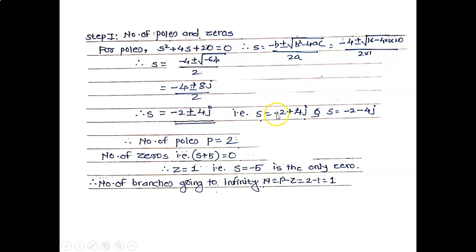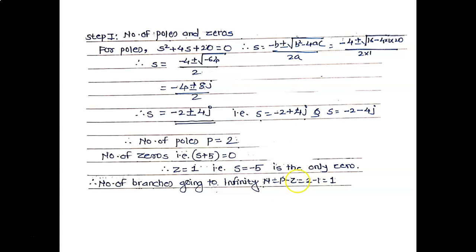Therefore, s is equal to minus 2 plus 4j plus minus 4j. That is, s is equal to minus 2 plus 4j, that is one pole, and s is equal to minus 2 minus 4j, that is the second pole. Therefore, number of poles p is equal to 2. Now, number of zeros. See how many s terms are there in the numerator. Only one s term, that is s plus 5 is equal to 0. Therefore, s is equal to minus 5 is the only zero. Therefore, z is equal to 1. Therefore, number of branches going to infinity n is equal to p minus z, which is equal to 2 minus 1 is equal to 1. Therefore, number of branches of the root locus n is equal to 1.